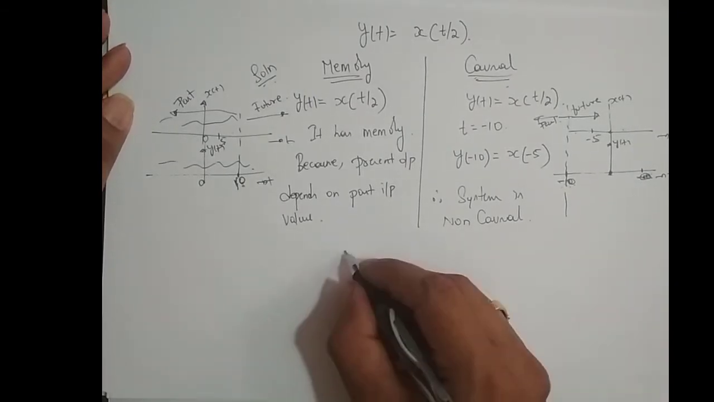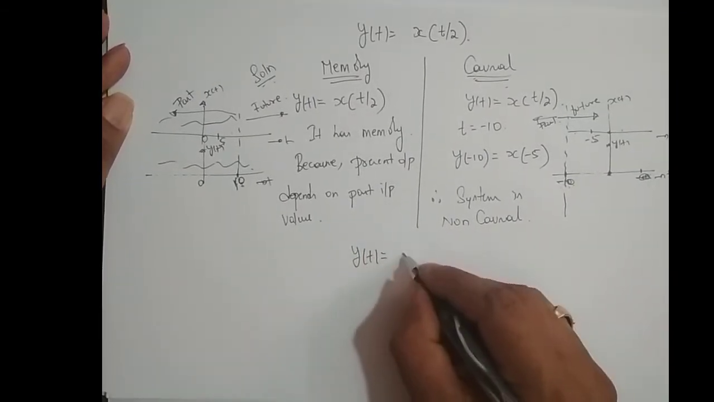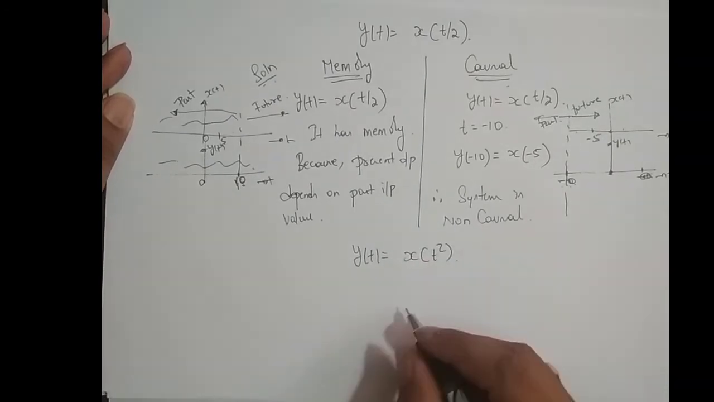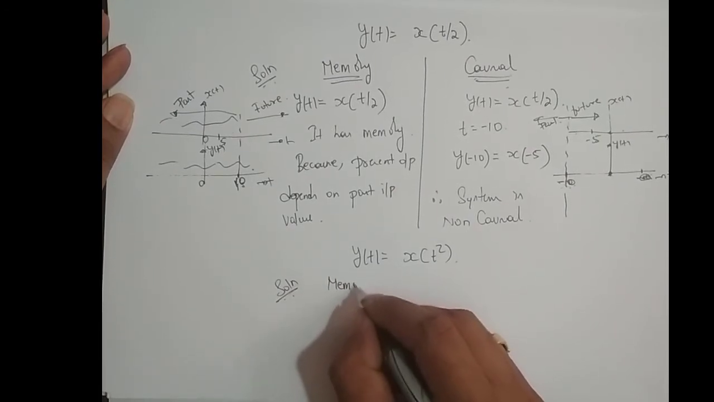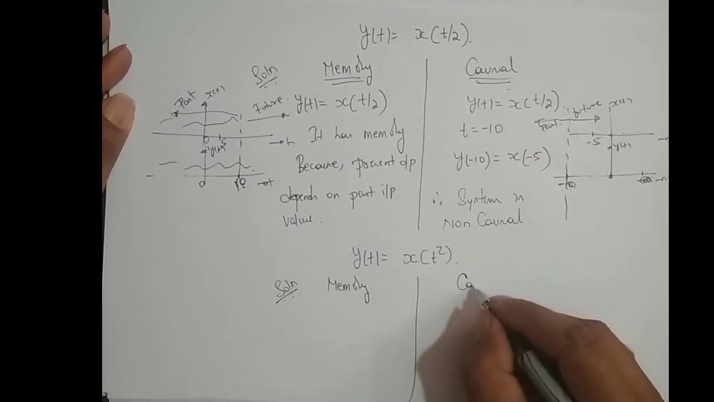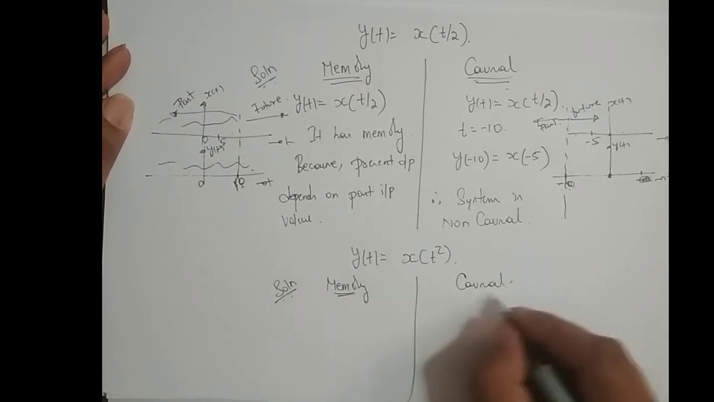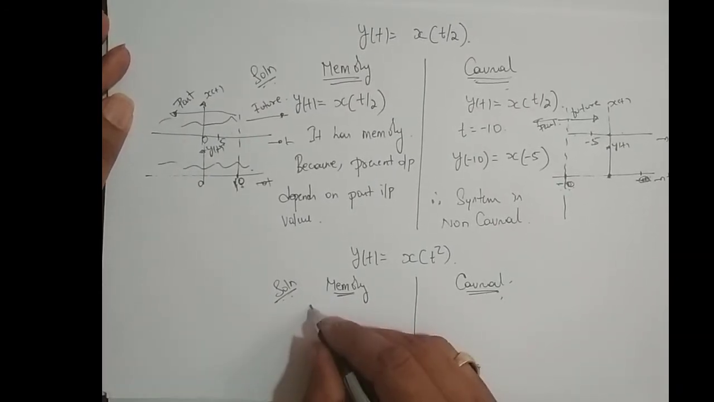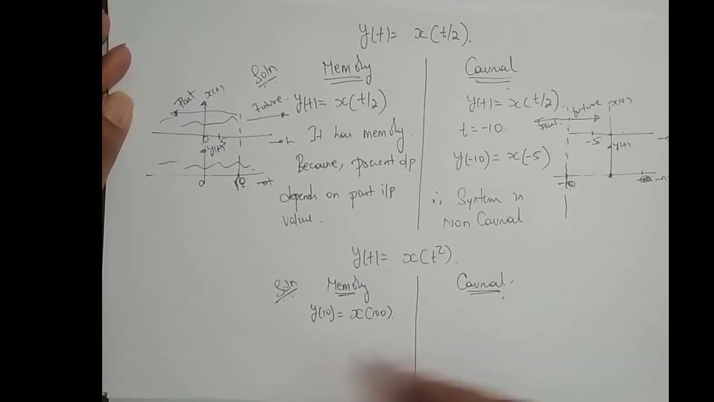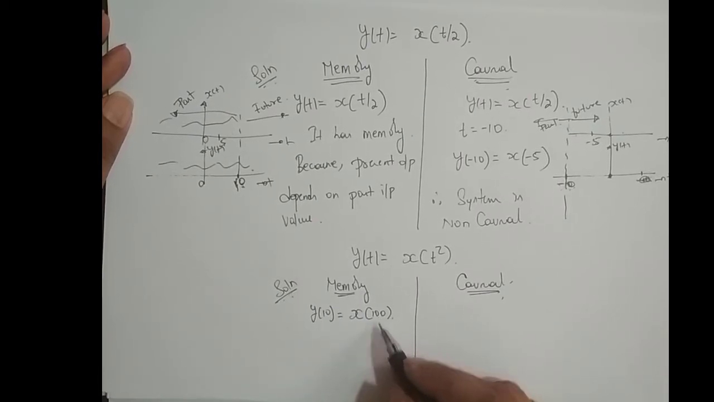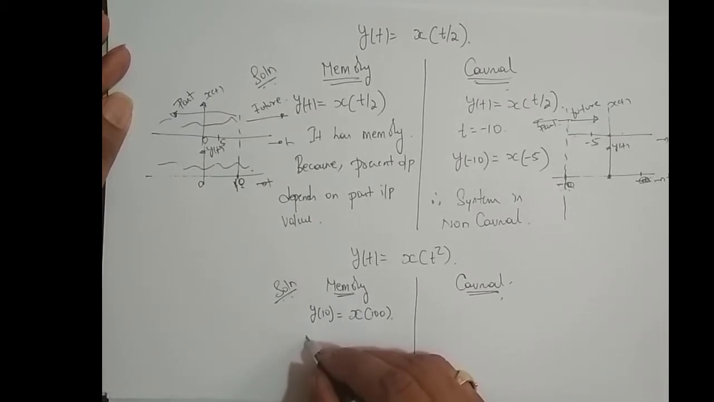Okay, so we'll take up one more. y of t is equal to x of t square. So solution, memory and causal. So what is your guess? If I put y of 10, what is x of 100, right? So present output depends upon future input value. So system has memory.